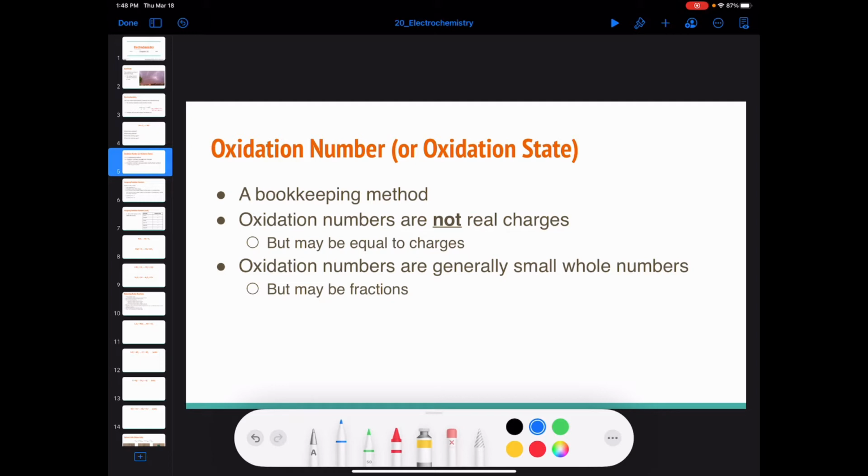The other thing is that charges can never be fractions, right? You can never have like a 1/2 charge, because that would mean you lost half of an electron, which doesn't make any sense. But you could have fractional oxidation numbers, okay? They're generally just small whole numbers, either positive or negative, so ranging from about -6 up to about +6 is where they're generally in the range. But you might have a -2/3 oxidation state, and that's perfectly legal, okay? It's just the way it is, okay?